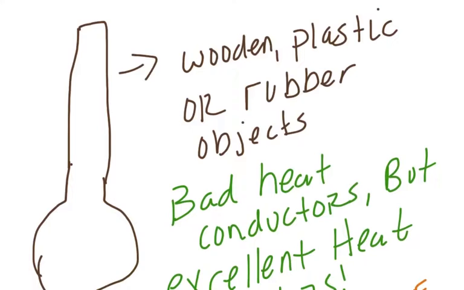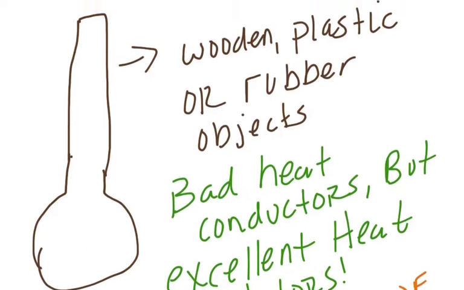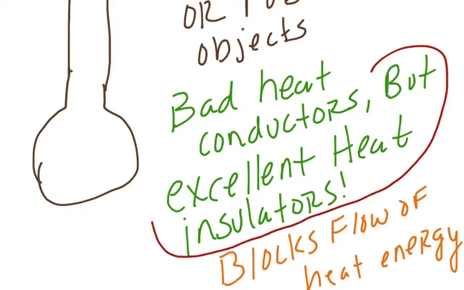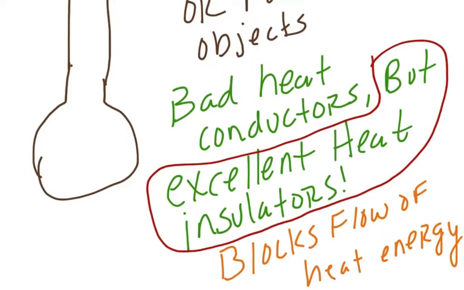Now, if we're going to talk about an insulator, so wooden, plastic, or rubber objects, they're bad heat conductors, but they are excellent heat insulators. Why? Because they block the flow of heat energy.